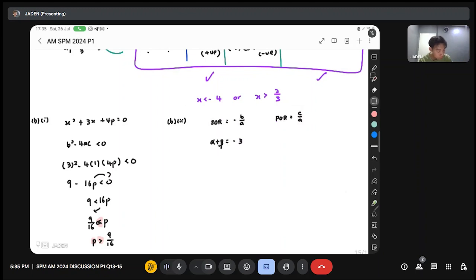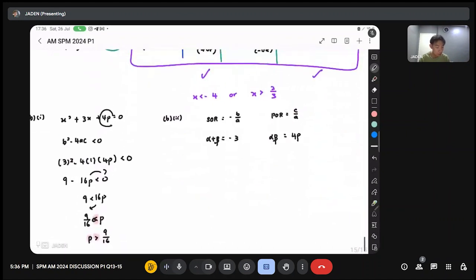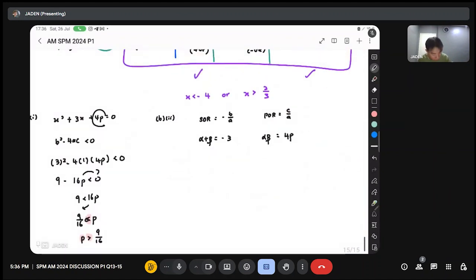Then the next thing is POR, alpha times beta, you get 4p over 1. So you still get 4p here. Okay, so that is alpha plus beta equal to negative 3, and alpha beta is 4p. Now they want us to form an equation with these roots. Okay, it looks very confusing, right? I mean, as in you look at the screen here, alpha minus beta plus 1 and beta minus alpha plus 1. But don't worry, okay? Let's look at this together.